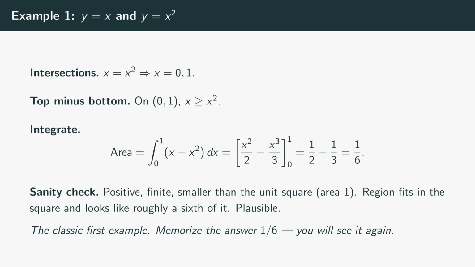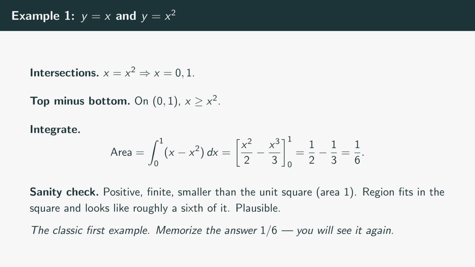The antiderivative of x is x squared over 2. The antiderivative of x squared is x cubed over 3, so the antiderivative of x minus x squared is x squared over 2 minus x cubed over 3. Evaluate from 0 to 1. At 1, 1/2 minus 1/3. At 0, 0. Subtract: 1/2 minus 1/3 equals 3/6 minus 2/6 equals 1/6. The area is 1/6 of a square unit.